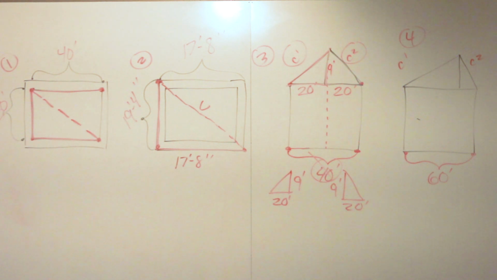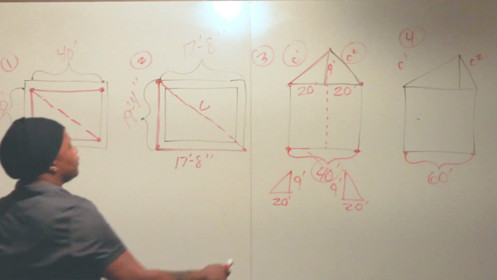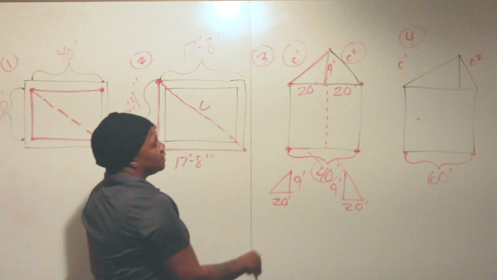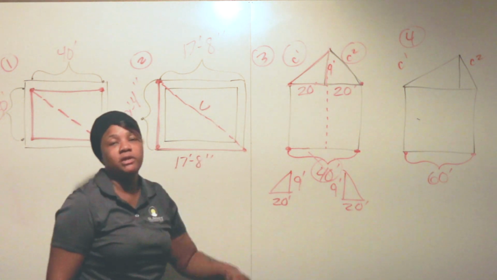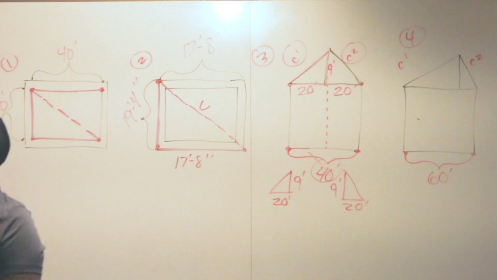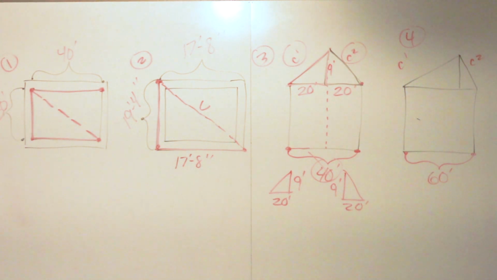So what we do is we take the 9 feet, convert it to inches, take the 20 feet, convert it to inches, and then we just plug it in the formula. Plug it in there, work it out. Pythagorean Theorem formula: A squared plus B squared equals C squared. That's how you work that out.